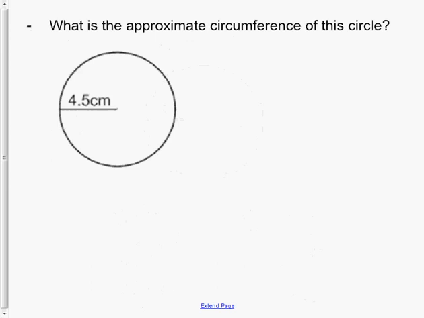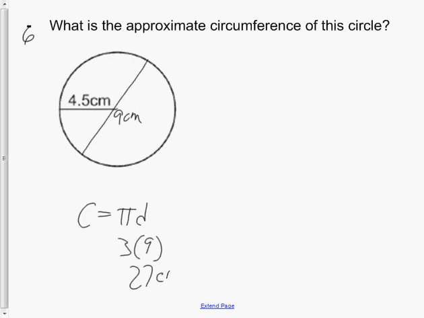Question 6. What is the approximate circumference of this circle? So we have to use circumference is equal to pi multiplied by the diameter. In this particular circle, there is no diameter given, but we do know the radius, which means if I was to draw a diameter, 4.5 doubled would make that diameter 9 centimeters. So 3 times 9 is 27 centimeters as the approximate circumference of the circle.